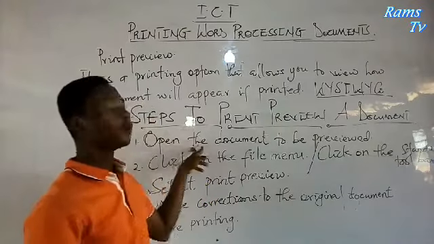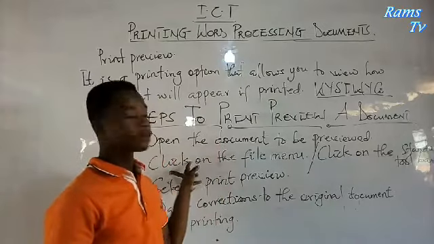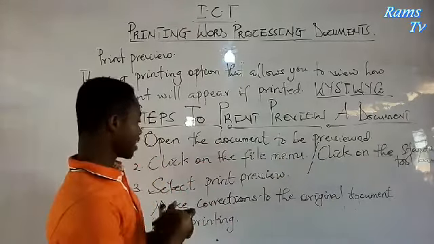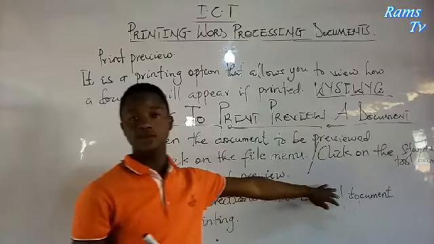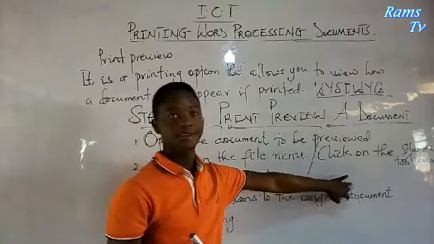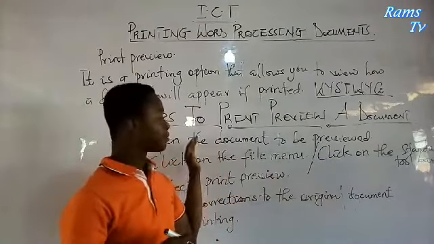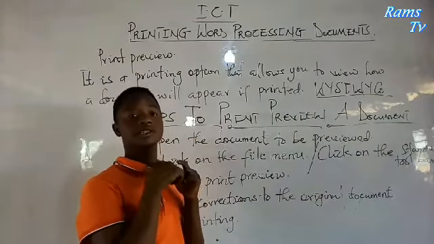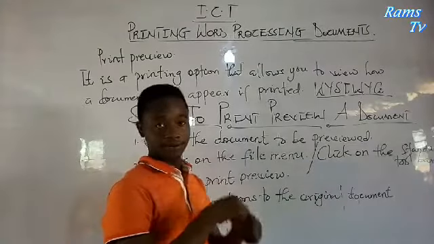So you make corrections to the original document before you print out the document. So one, you open the document to be previewed. You click on the file menu or you click on the standard toolbar. Then you select print preview before you make your corrections to the original document you want to print out. So I would end here. Next time, if we meet, we are going to continue with our next objective, which is how to print a document.